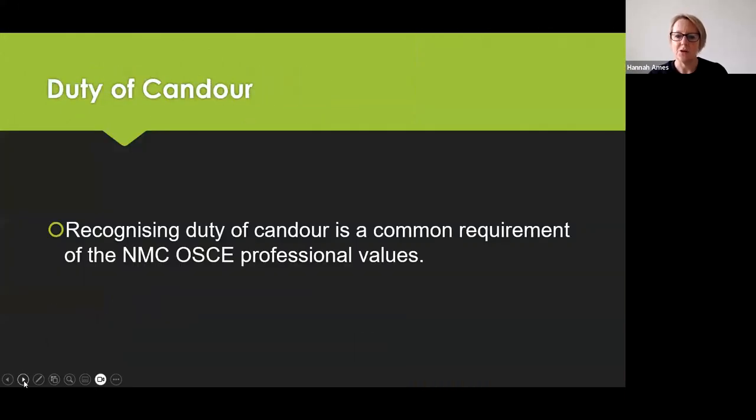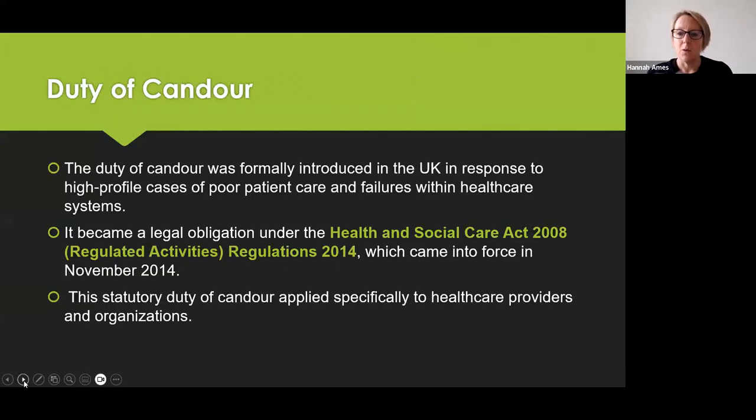So like I said, you'll notice when you look through the marking criteria for the professional value scenarios that duty of candour is a common requirement and something that you're expected to know and recognise and apply within those professional value scenarios. So what is duty of candour then? We haven't always had duty of candour. When I first started nursing 20 years ago, we didn't have what we officially call duty of candour, but it was formally introduced into the UK.